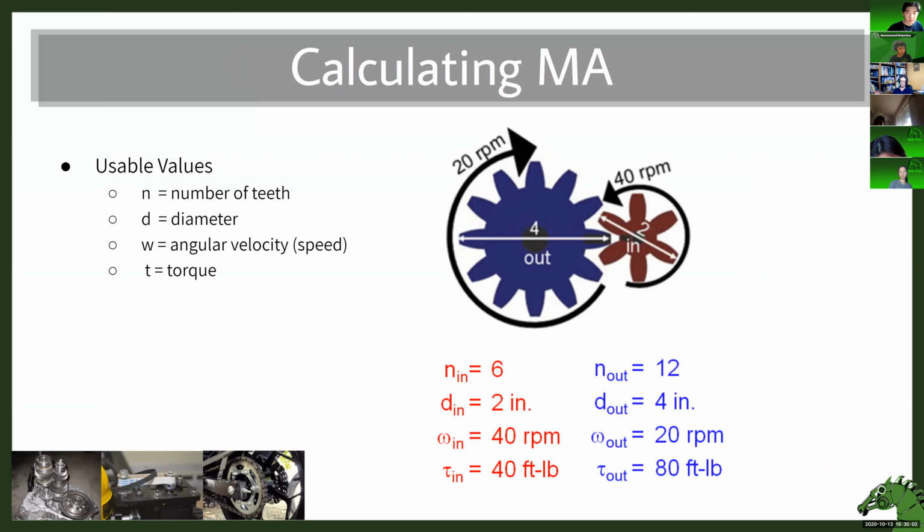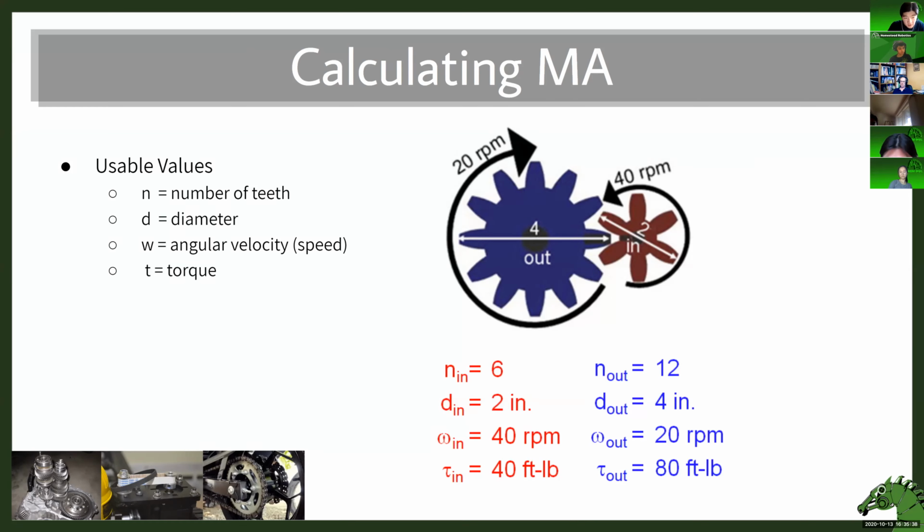This is what I was probably alluding to earlier, where there are a bunch of values you can use to get the ratios of your mechanical advantage, or your gear ratio. You can count the number of teeth, you can count the diameters, you can use their angular velocity, also known as speed, called RPM, or their torque. There's probably something I'm missing here, but those 4 are the easy ones. If you know those values, then you can figure out the gear ratio.